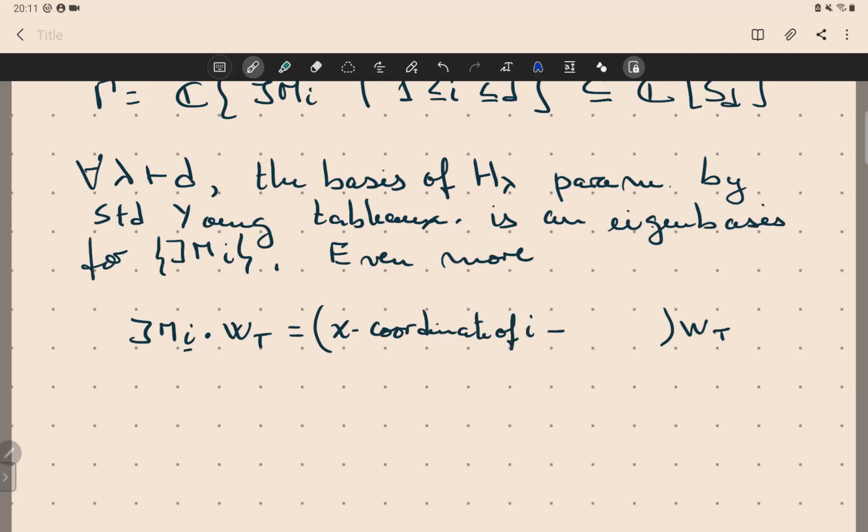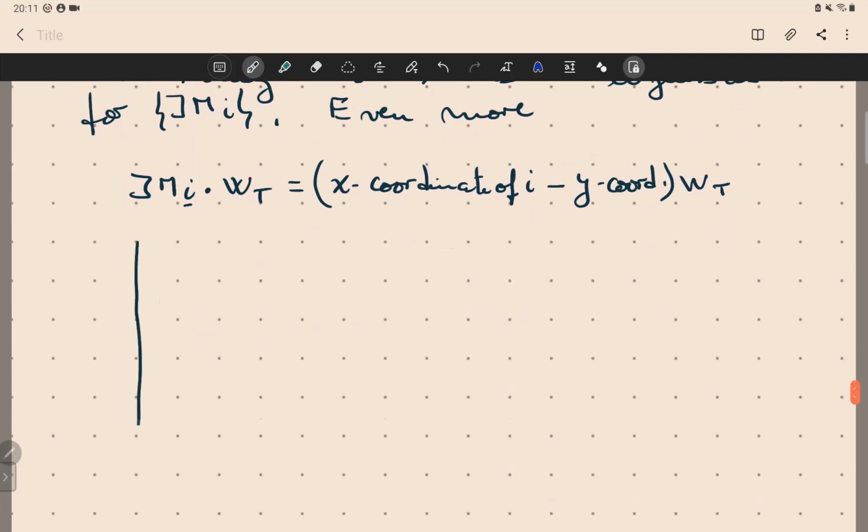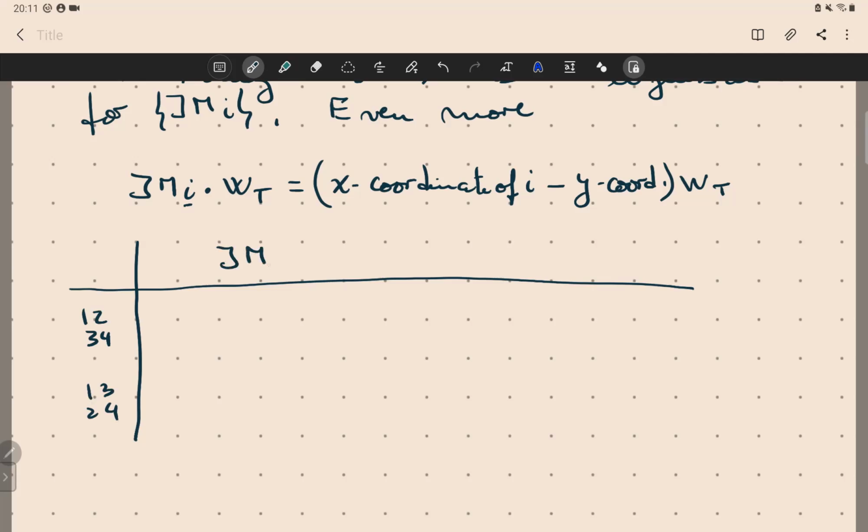And you have to subtract from it its y coordinate. Right, so for example, in the case we were looking at, 1, 2, 3, 4 and 1, 2, 3, 4, if you want to know the eigenvalues of the action of Jm1, Jm2, Jm3 and Jm4 on this basis, for 1 I have to look at the position of 1. Its x coordinate is 1, its y coordinate is also 1, so it's corresponding to this vector.